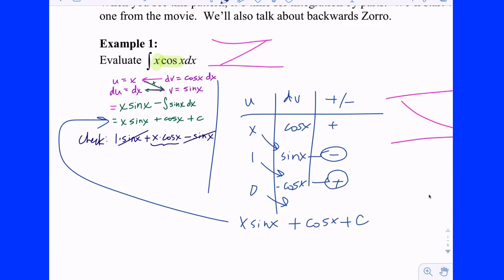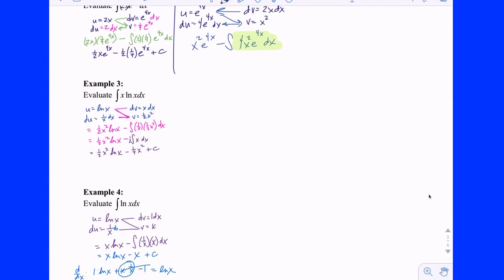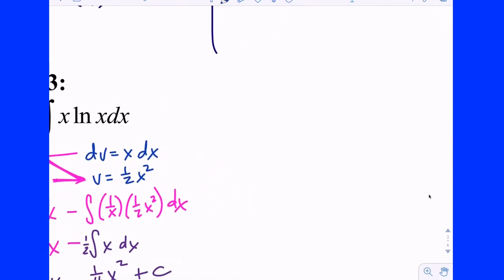Yes, but does the tabular method work? Yeah, they both work. Now what about one of these down here where we couldn't let the x expire to 0? What would that look like? Well, let's try the tabular method.